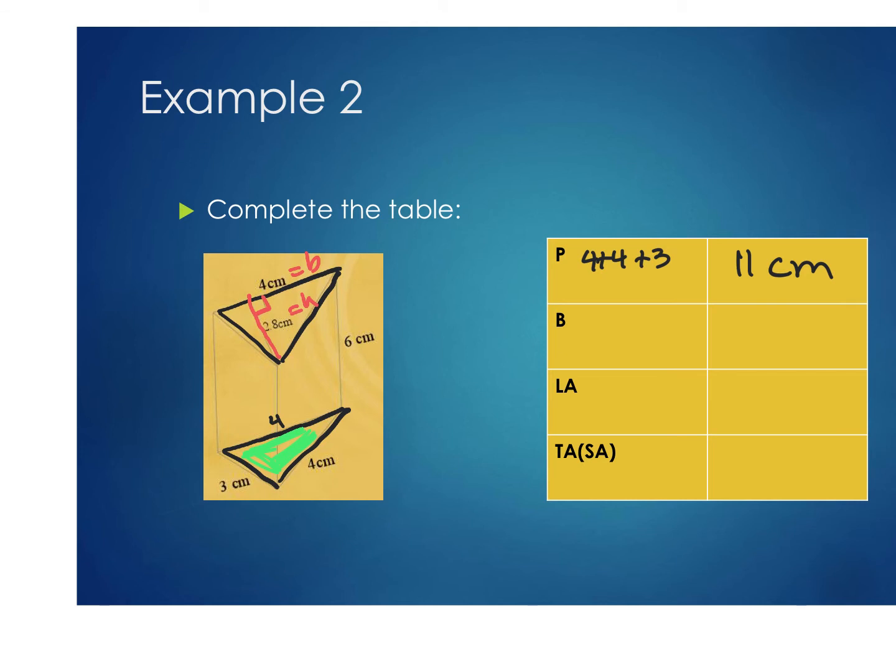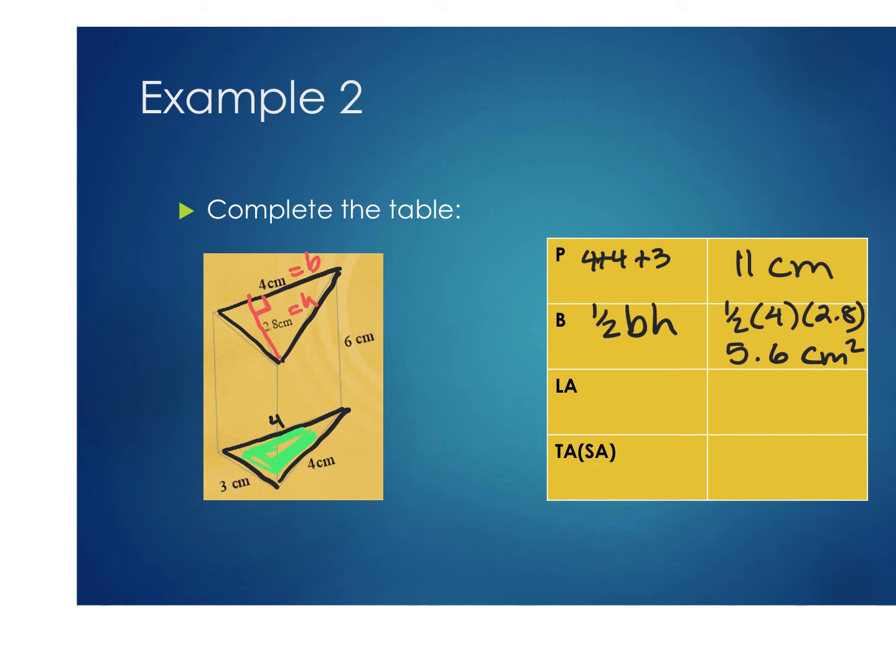The base shape is a triangle, and that formula for area of a triangle is 1/2 base times height. My base of that triangle was 4. The height was 2.8. Once I multiply those three numbers, 5.6 centimeters squared.